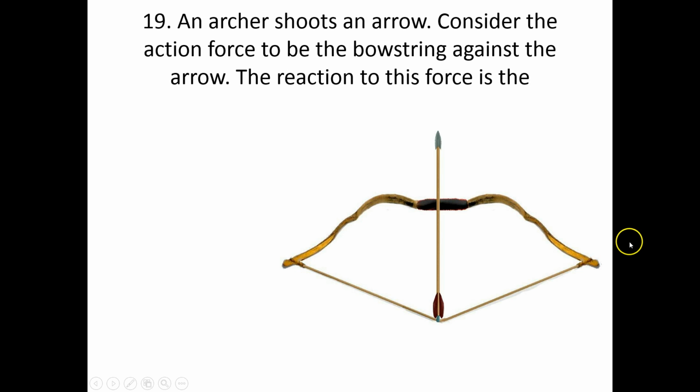Number 19, an archer shoots an arrow. Consider the action force to be the bowstring. So here's the bowstring against the arrow. So there's a force in between the two where the bowstring is pushing on the arrow. The reaction force is the arrow pushing on the bowstring. So the reaction force is the arrow and it is pushing on the bowstring.